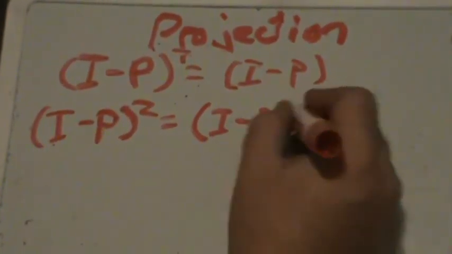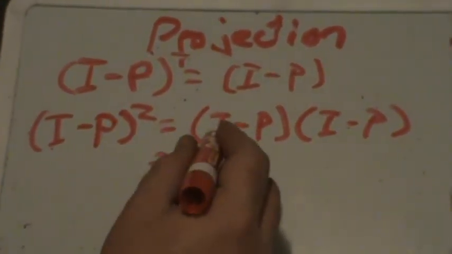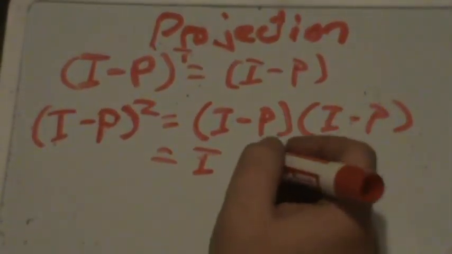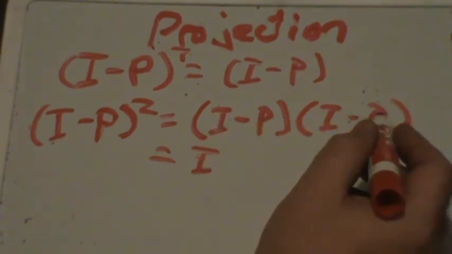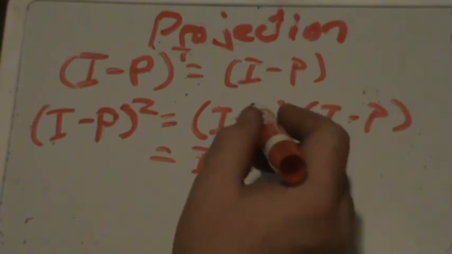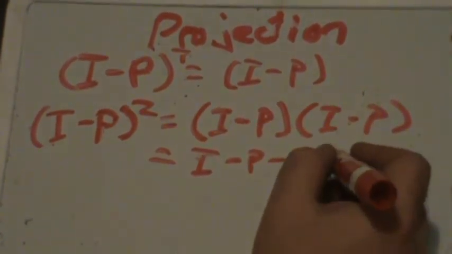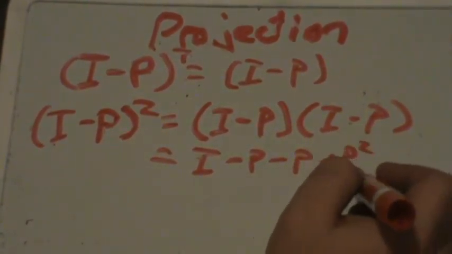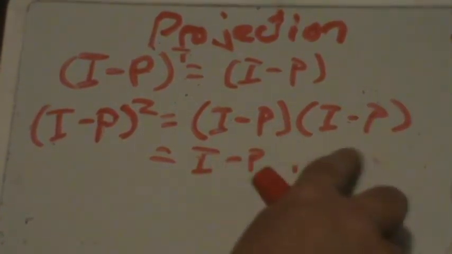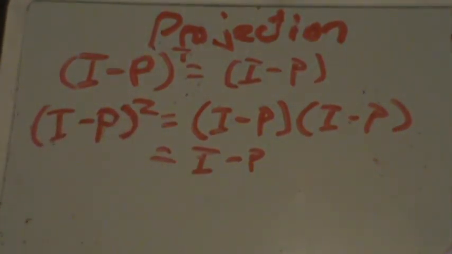I minus P times I minus P, and now we're going to just multiply through. I times I gives me I squared. That's 1 squared, so it just equals itself back. And then I get the cross terms. I get I times minus P, right? And I get minus P times I, and then I get minus P times minus P, which is plus P squared, but P squared is equal to P. Minus P plus P cancels out, so I minus P quantity squared is equal to I minus P.